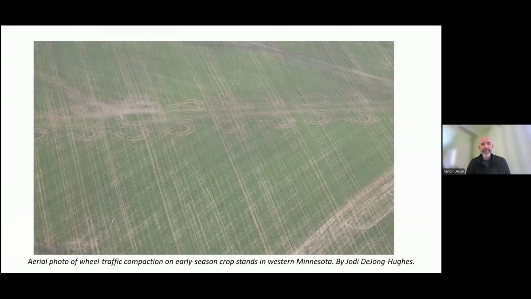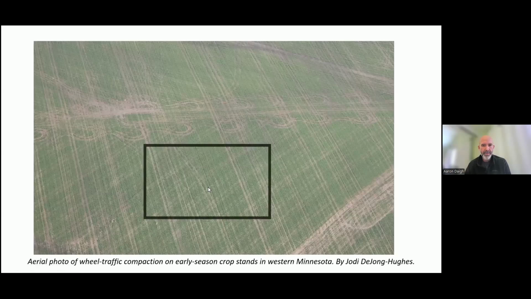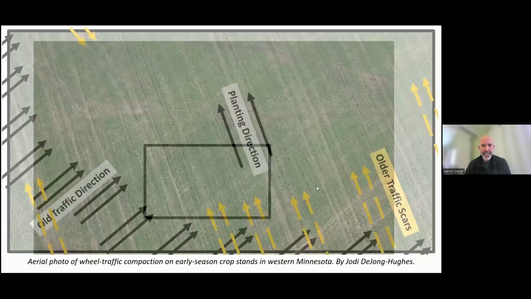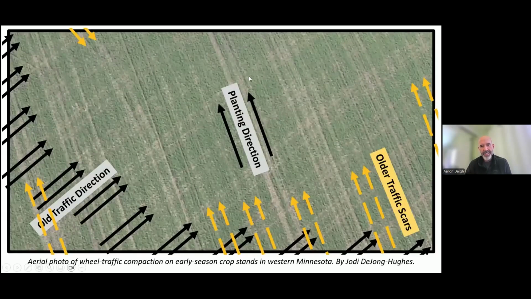And we can see this out in fields. So this is an aerial photo of wheel traffic compaction taken in western Minnesota by a good colleague of mine, Jody DeJong Hughes, that I've worked with for years on tillage and compaction. And you can see all the traffic out in this field. But I want you to take a closer look here, and you can see the planting direction in this field. You can also see old traffic lines that are cutting at an angle against the planting direction. You can also see older traffic scars that also emerge that are not from the current year.